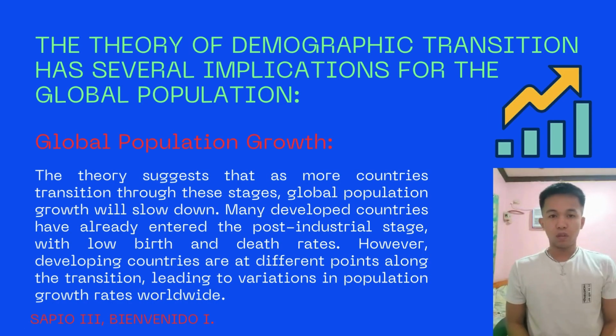So the theory of demographic transition has several implications for the global population. So first is global population growth. The theory suggests that as more countries transition through these stages, global population growth will slow down. Many developed countries have already entered the post-industrial stage with low birth and death rates. However, developing countries are at different points along the transition, leading to variations in population growth rates worldwide.